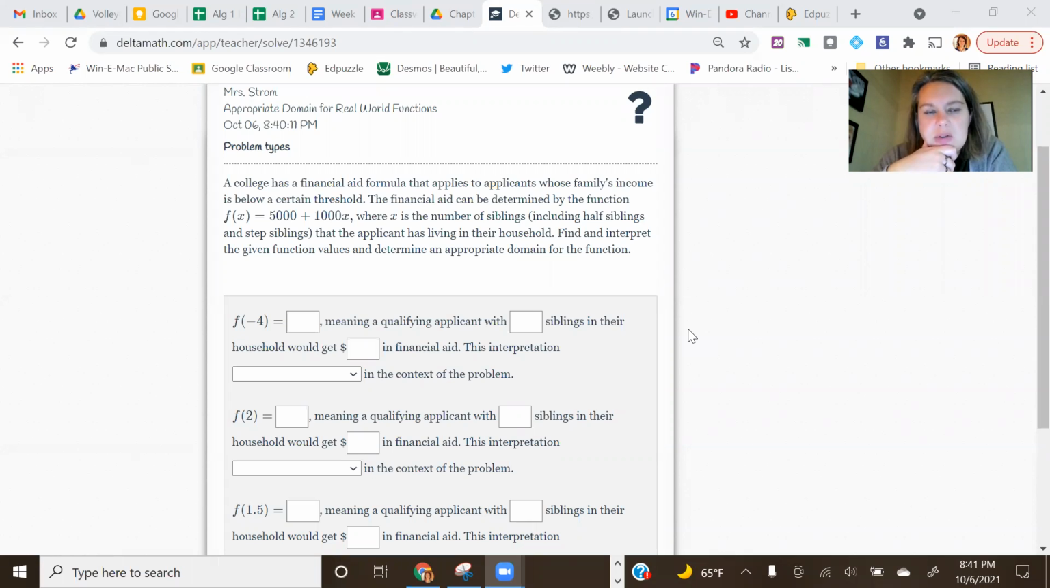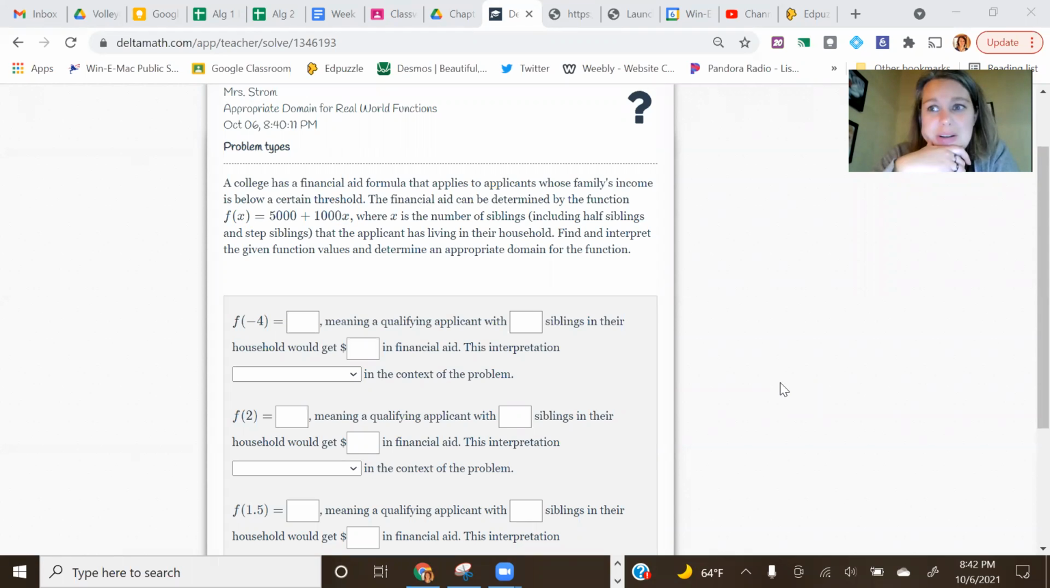So hopefully this Delta Math isn't too bad. If you really struggle on it, it's okay. You can stop. But the idea is that you're analyzing what it means to have this X. Let me get the drawing pen going. What does this X mean? Where am I using it? How am I using it? Can I interpret it? So let's look at this problem.